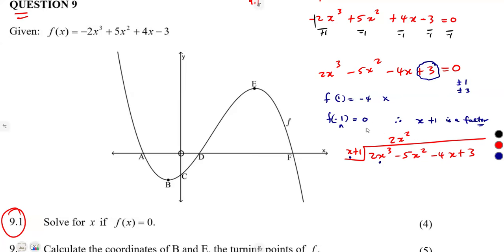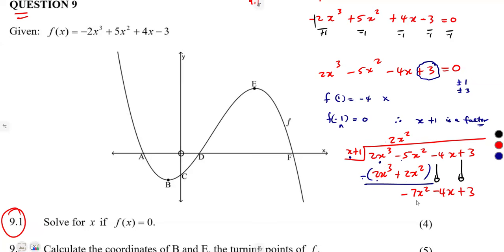Then after dividing, remember you multiply everything by 2x squared. So it's 2x squared by x plus 1. So it's going to be 2x cubed plus 2x squared. Then we subtract. This one minus this one, that's a 0. Minus 5 minus 2, that's minus 7x squared. The remaining terms, you're just going to drop them down. Minus 4x plus 3.